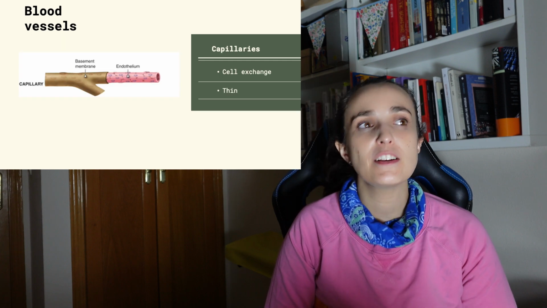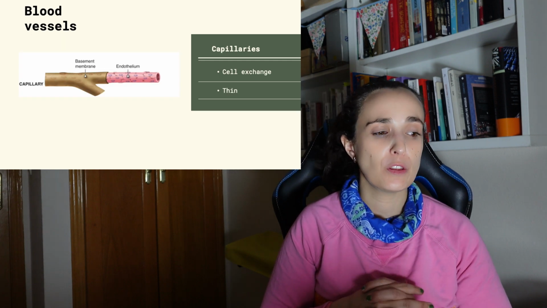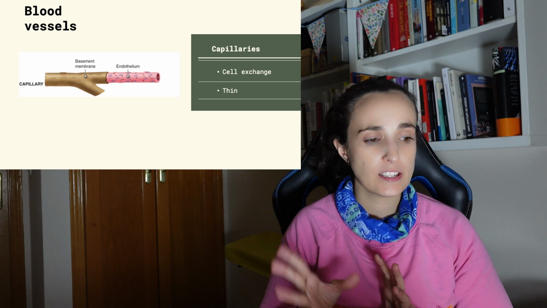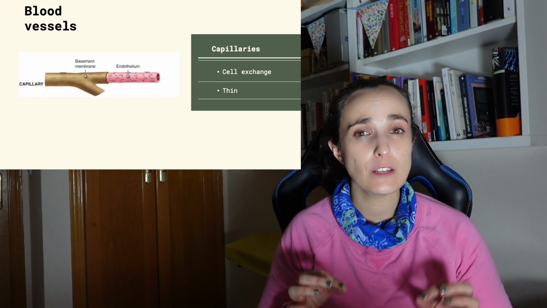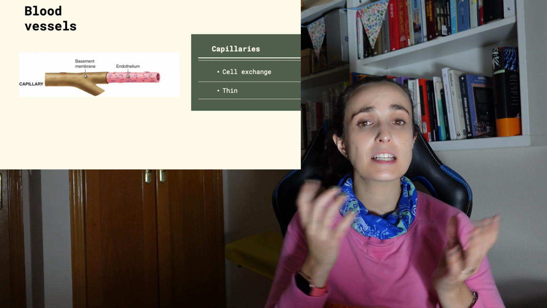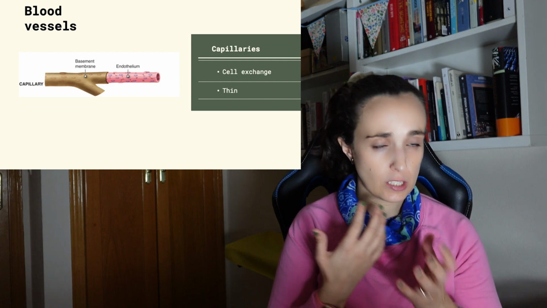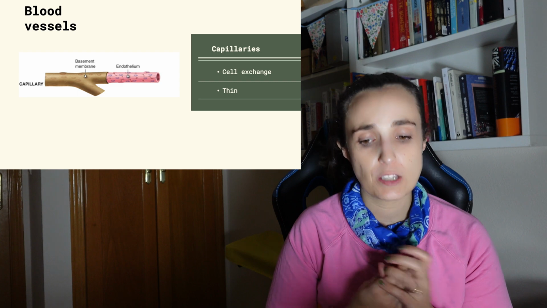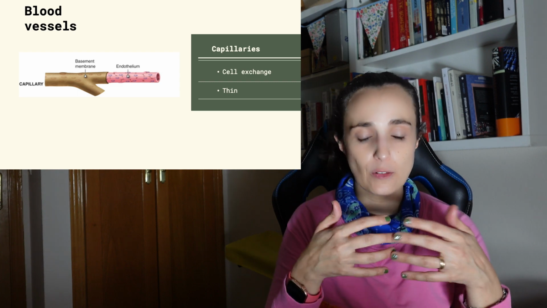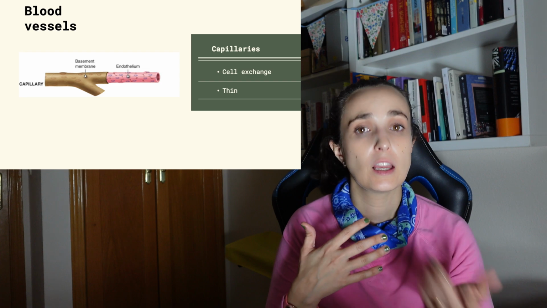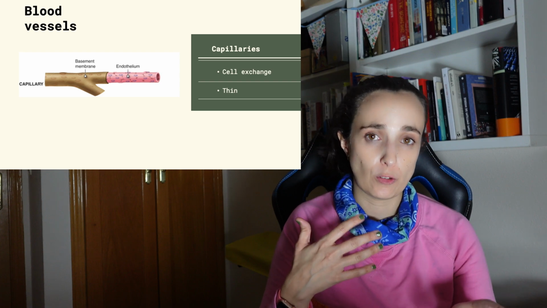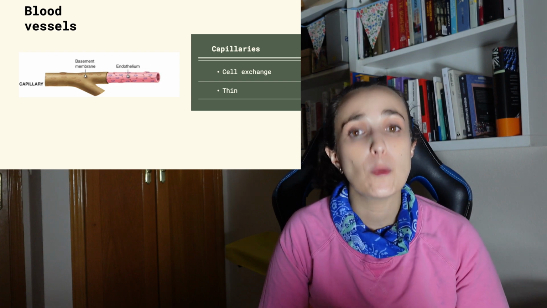And finally, there is a point in the body in which we don't have any more arterioles or venules. It's a type of vessel specifically prepared to exchange oxygen, carbon dioxide, nutrients and waste from the blood to the cells. They have really thin walls, so the nutrients and oxygen can go from the blood to the cells. And they are called capillaries.